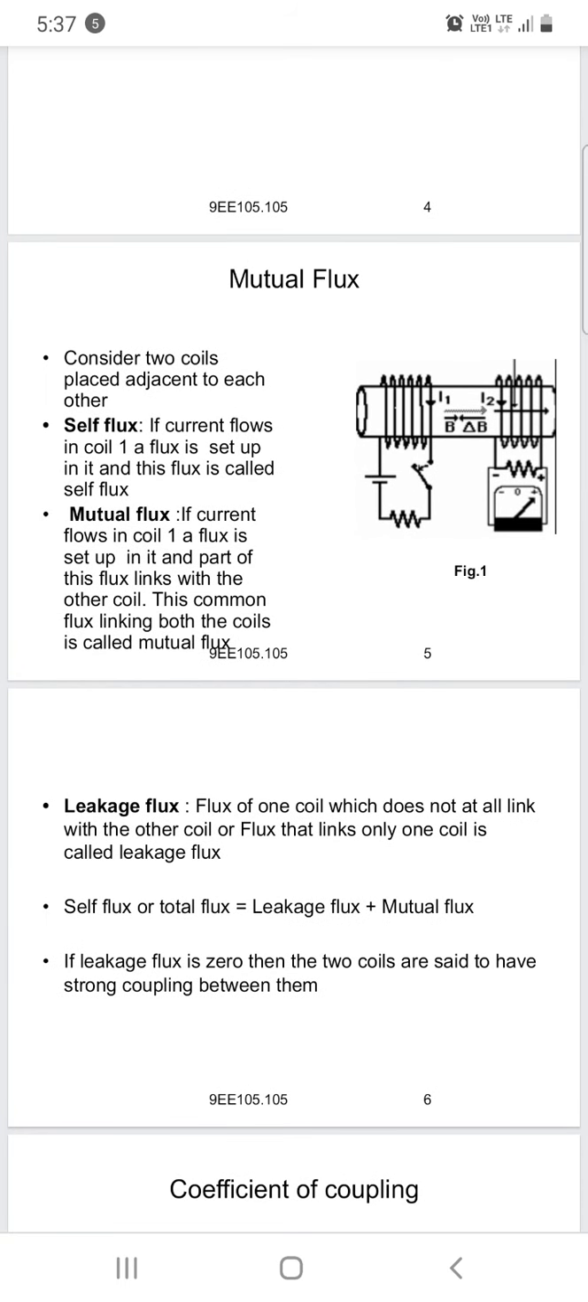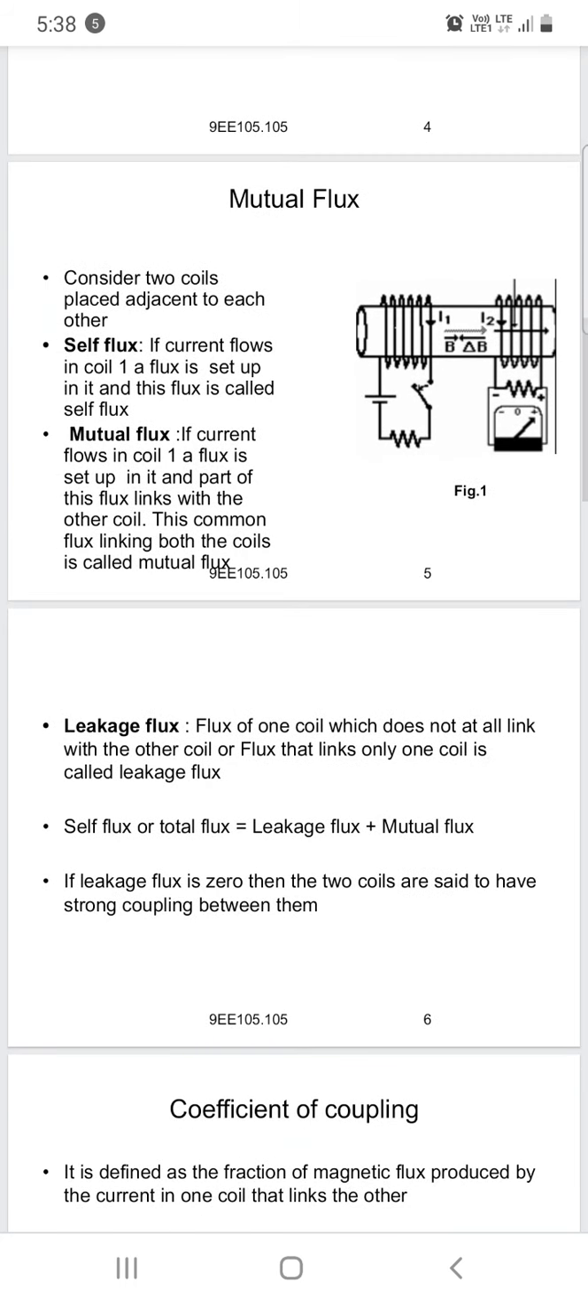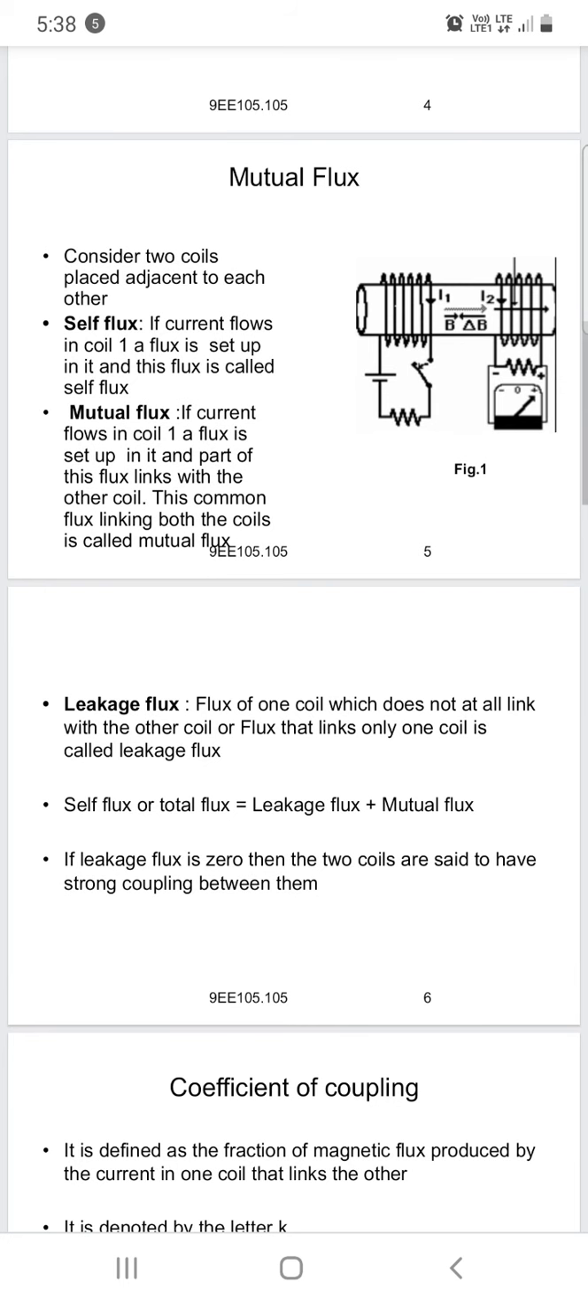The definition of mutual flux. Consider two coils placed adjacent to each other, a coil A and B, placed near to each other. What is the self flux? That is the self induced EMF. If the current flows in a coil 1, a flux is set up in it, and this flux is called the self flux.